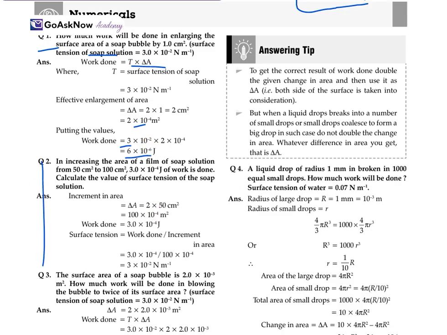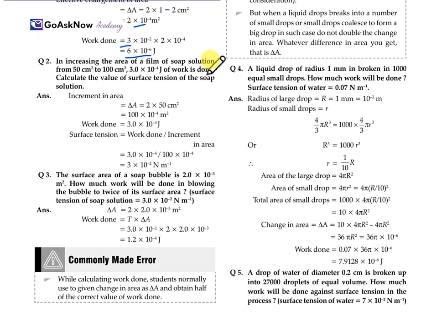Now moving to the next. Increasing the area of a film of soap solution from 50 centimeter square to 100 centimeter square requires 3.0 into 10 raised to the power minus 4 of work done. Calculate the value of the surface tension of the soap solution. So the increment in the area delta A is 100 minus 50 centimeters square, so 50 into 10 raised to the power minus 4 meters square. This is 3.0 into 10 raised to the power minus 4, this is the work done. And surface tension is work done upon increment in area. We substitute the value and here we get 3 into 10 raised to the power minus 2 Newton per meter.